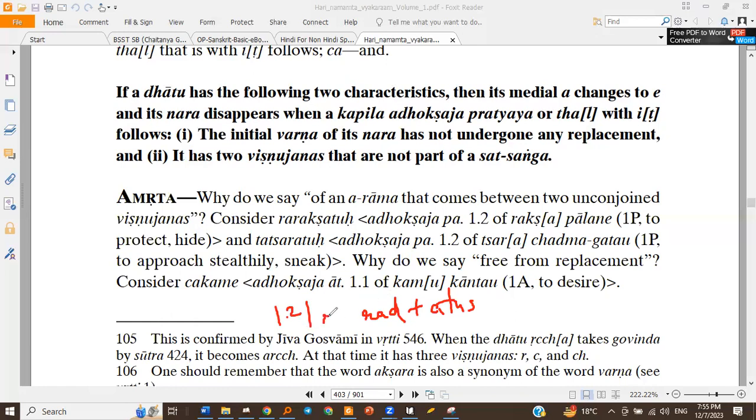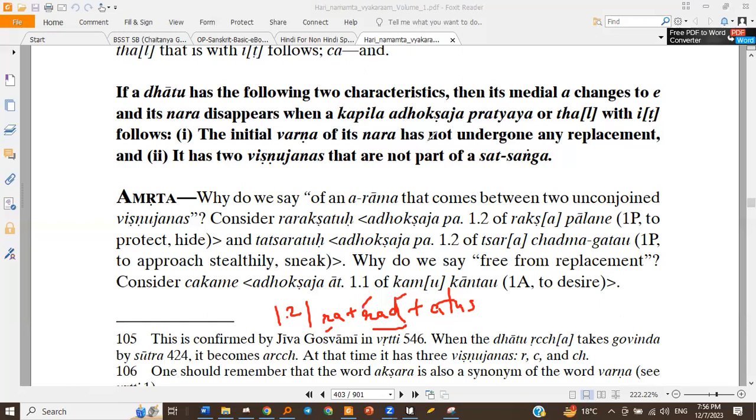So basically, first of all, we do the reduplication. So that's this. Now it says that if the dhatu has the following two characteristics, what are the two characteristics? If the initial varna of its nara has not undergone any replacement, so the initial letter of the nara is ra rama. There is no change. This ra rama has not undergone any replacement, so this is okay. The first one. Second is it has two Vishnu janas, the dhatu, that are not part of a satsanga. So in rad, we do have two Vishnu janas, ra and da, and they are not part of the conjunct consonant. So this prerequisite is being matched.